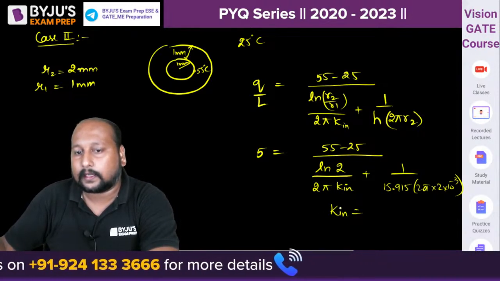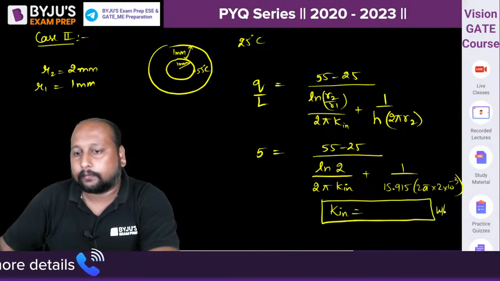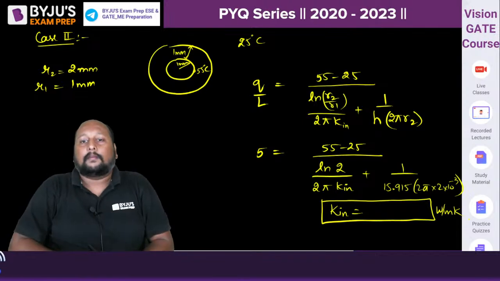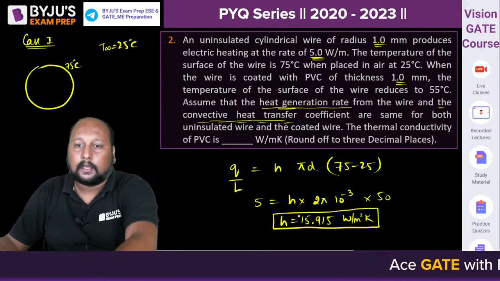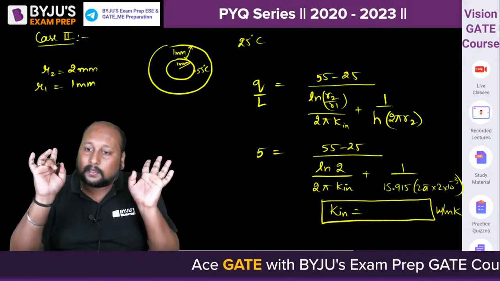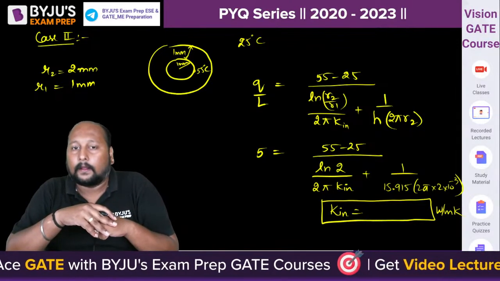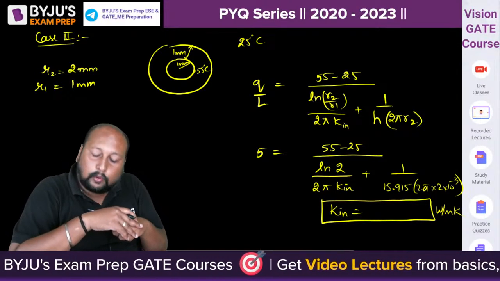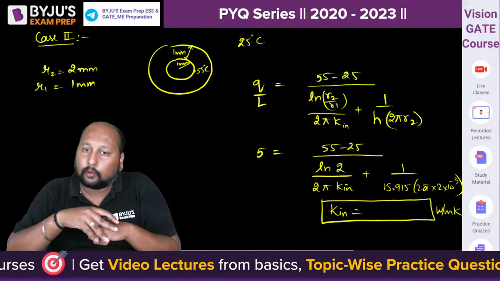That is the final correct answer, in watt per meter Kelvin. Only thing you have to do is the calculation, rest everything is done. And round off to 3 decimal places. Quickly, what is the value you are getting?